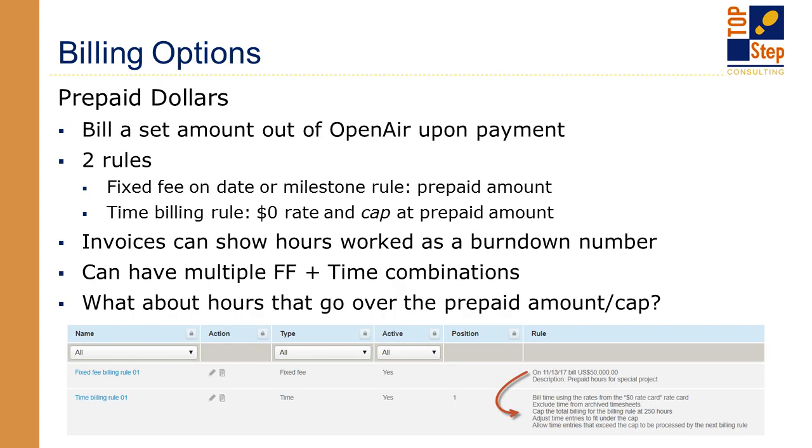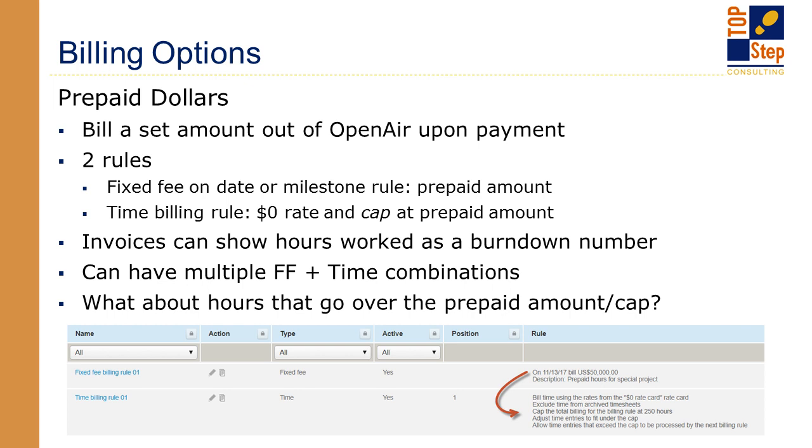Looking at prepaid. In the situation where your clients prepay, you need to bill a set amount out of OpenAir upon payment. You would set up two rules in order to do this in terms of reflecting the data. The upfront payment would be handled as a retainer, or it can be applied as a credit to future invoices. You can also work from a bucket of hours.